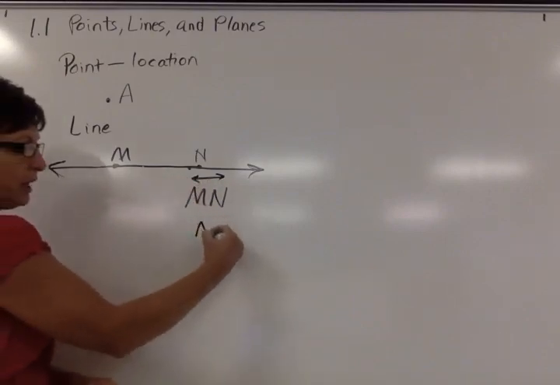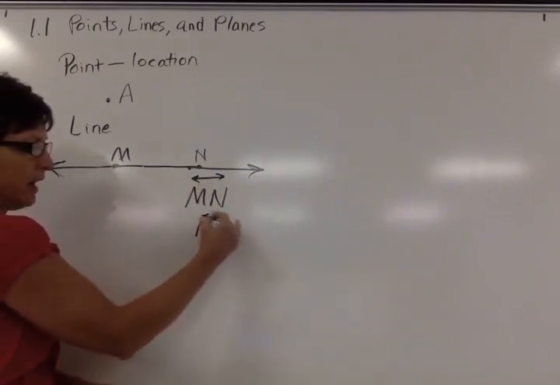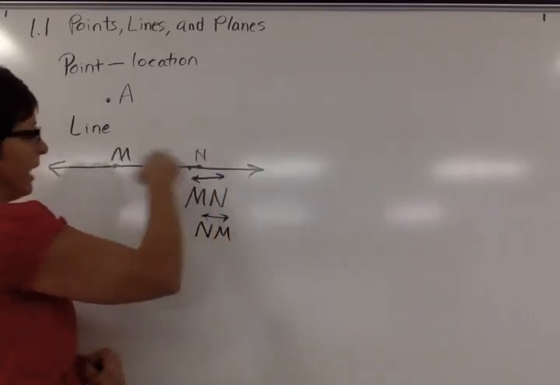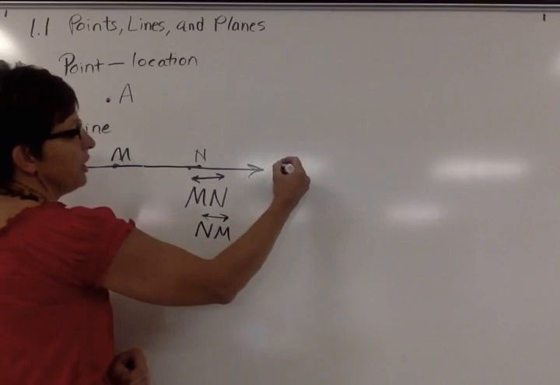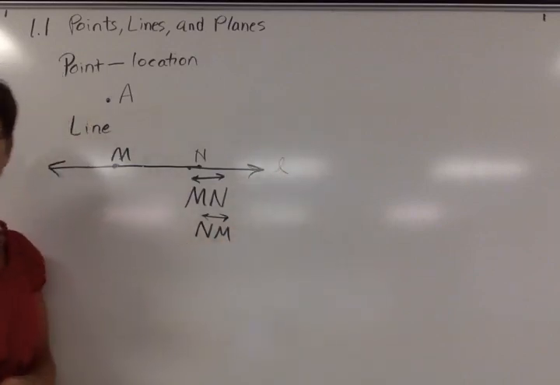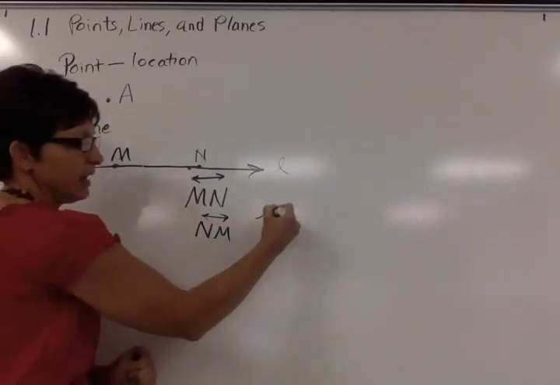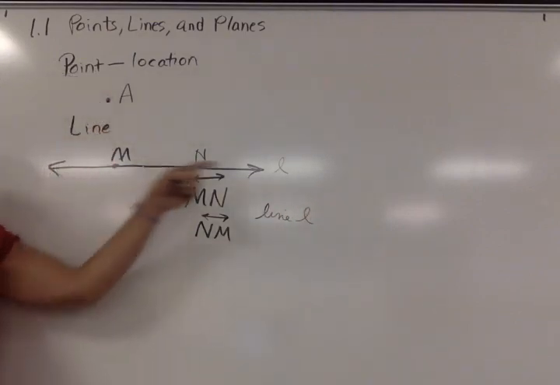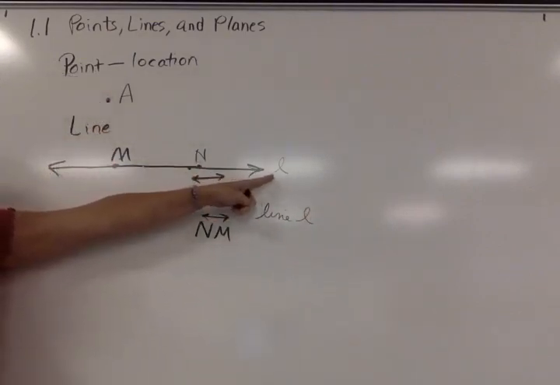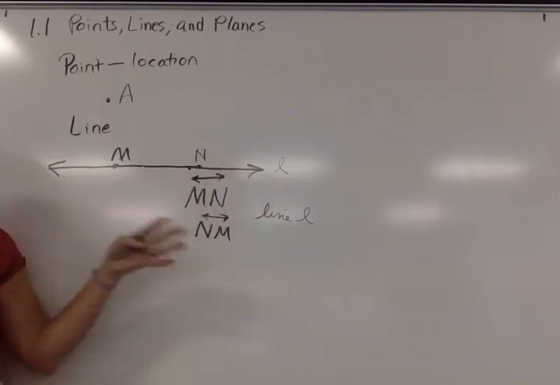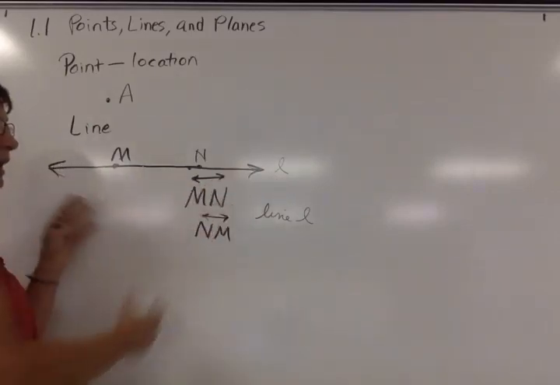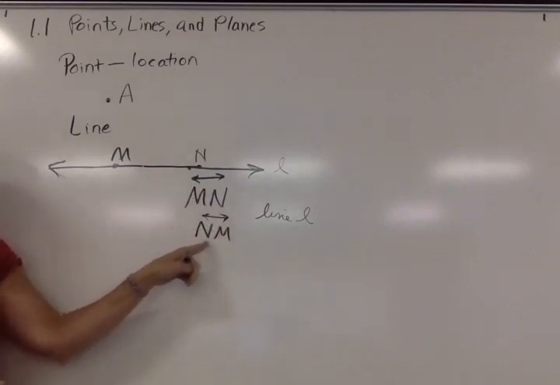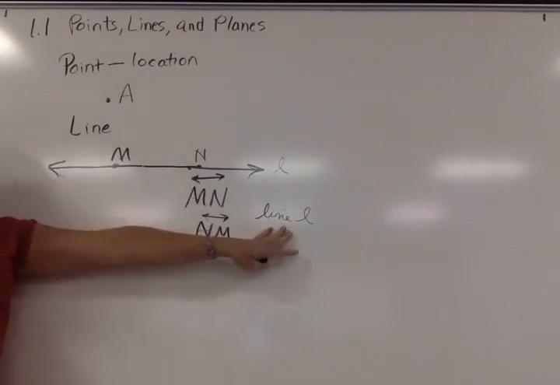I could also do it the other direction, and I could say it is line NM. But I could also put a cursive letter, like a cursive L back here, and I could say that this would be line L. So there are 3 different ways that I could distinguish or label this line. I could say line MN, I could say line NM, or I could say line L.